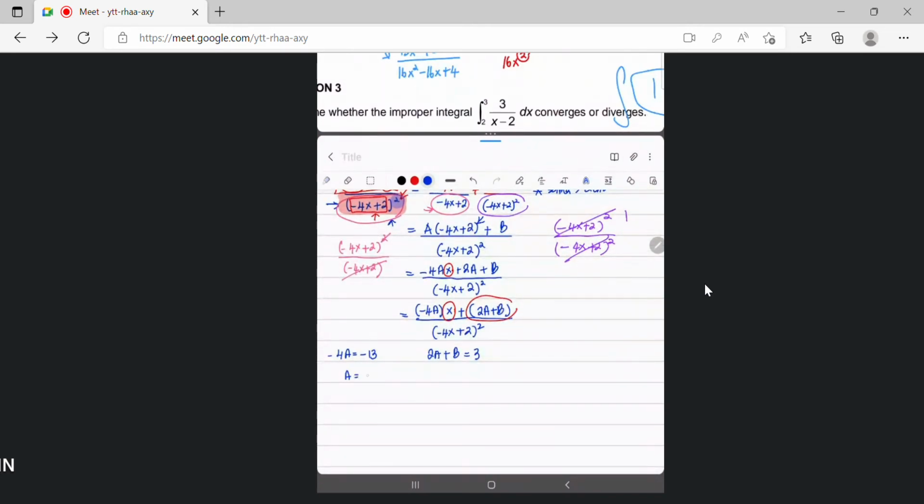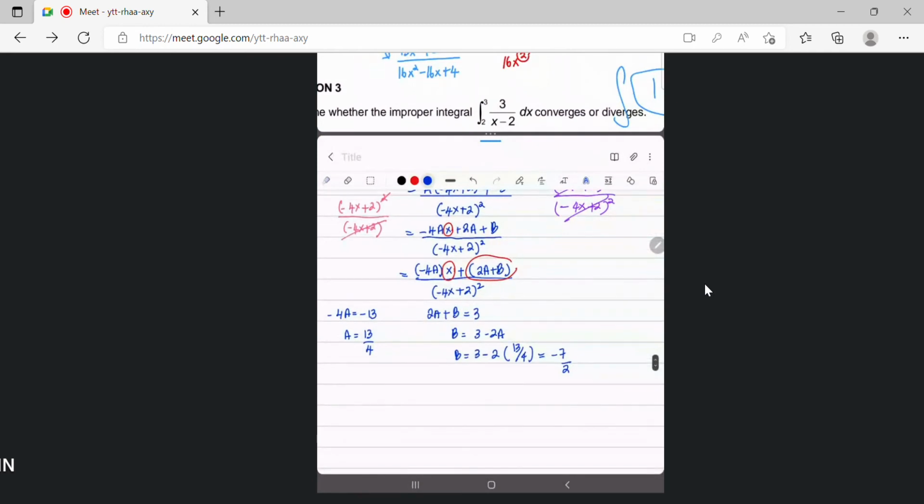So, A is equal to 13 over 4. And then here you will get B is equal to 3 minus 2A. So, B is equal to 3 minus 2 times 13 over 4. So, just calculate using your calculator. Then you will get negative 7 over 2. Okay.